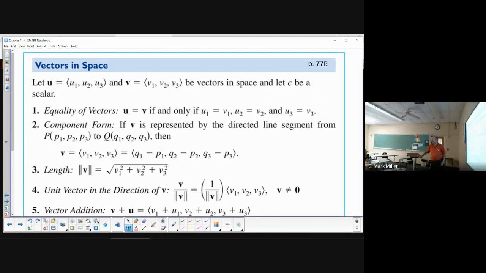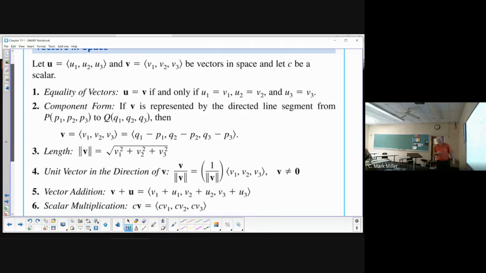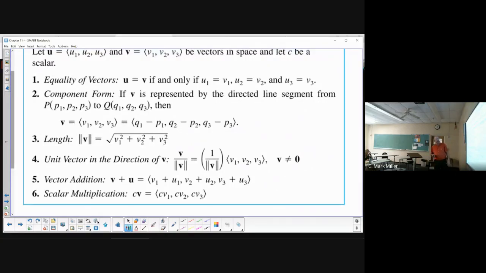So vectors in space, three-dimensional version, right? So you have u equals u1, u2, u3. That u here is not a unit vector. We were using u as an example unit vector five slides ago, right? U is just a vector with U1, U2, and U3 as its components, and there's V. Vectors are equal if their components are equal, duh, right? Component form: if V is represented by a line segment from this to this, how do I get the component form? I subtract the endpoints in the same order.